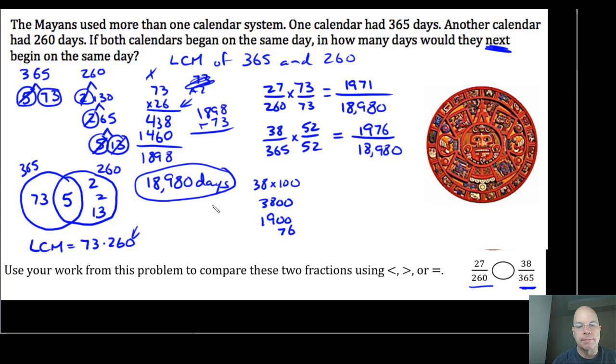Look, you're welcome to do the traditional algorithm for multiplication if you like, but every once in a while I like to just show you ways you can do these things mentally. And it's nice to be able to do it that way. This is 50 38s. This is 2 more 38s. So that's 52 38s. It's really fast once you practice that method. And you see how close these are. These are extremely close, these two fractions. However, 1976 is slightly larger than 1971. And so 27 260ths is less than 38 365ths.